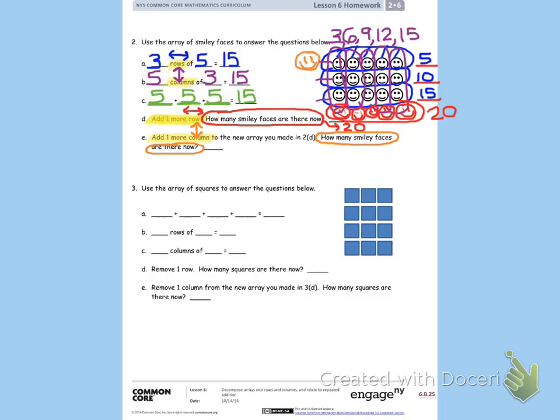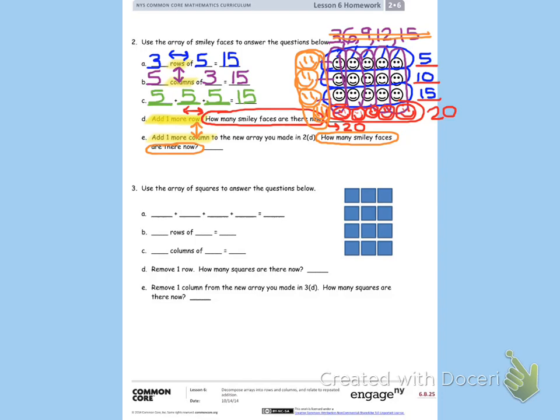One smiley, two smileys, three smileys, four smileys. We no longer can count by threes because there are 4 smiley faces in each column. Now we have to count by 4s. I'll go ahead and do that down here since there's no more room.